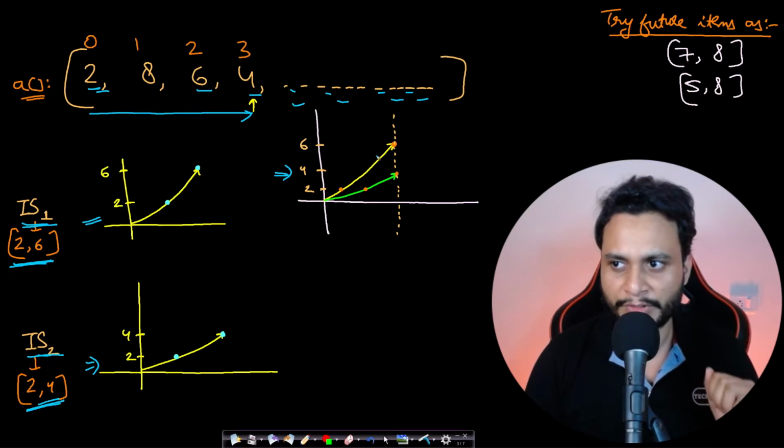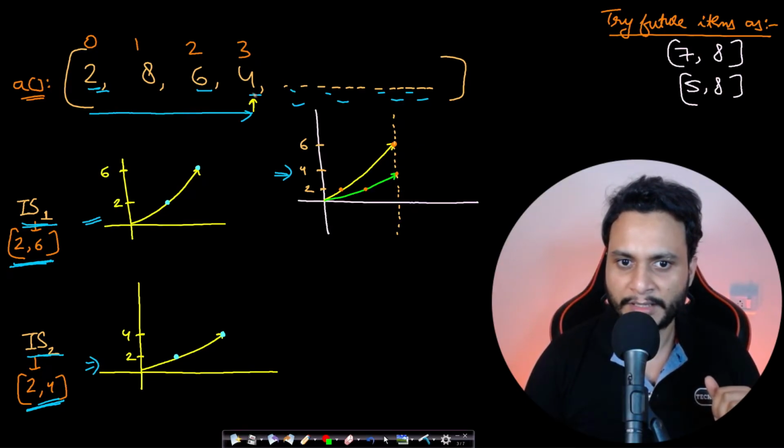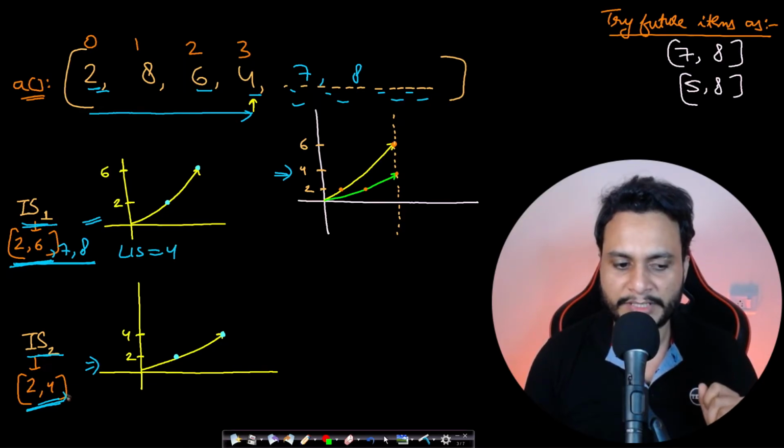Now if you think about it carefully, I can give you a test case. Let's say the next items are 7, 8 and your array is ending. Now if it is 7, 8, then you can append 7, 8 to the first increasing subsequence and get an LIS of length 4, and you can also append 7, 8 to the second one and also get an LIS of length 4.